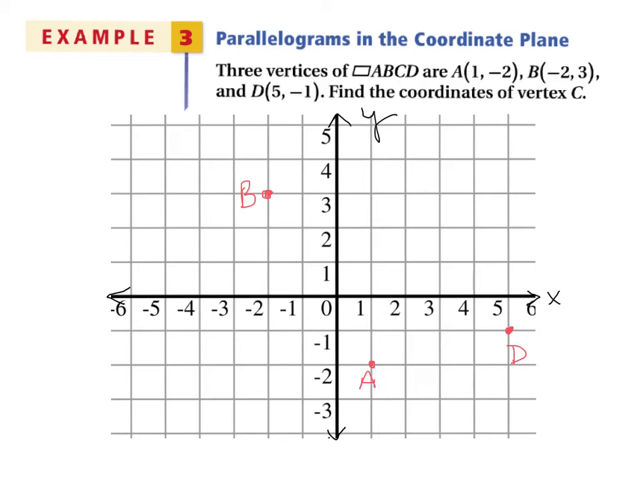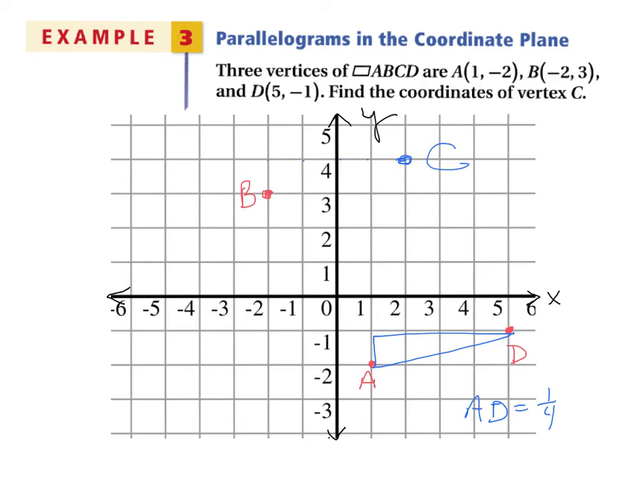Well, because we know it's a parallelogram, we know opposite sides are congruent, but we also know opposite sides are parallel, which means they would have to have the same slope. So I could either go from B to A, or from A to B. I could also go from A to D. So I'm just going to count what the slope is of AD. Well, the slope is going to be up 1 over 4, so AD is 1/4. That means BC would also have to be 1/4.